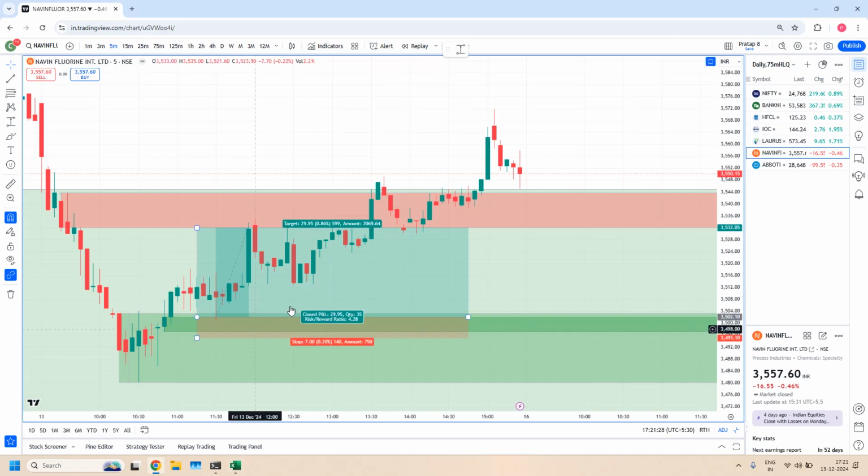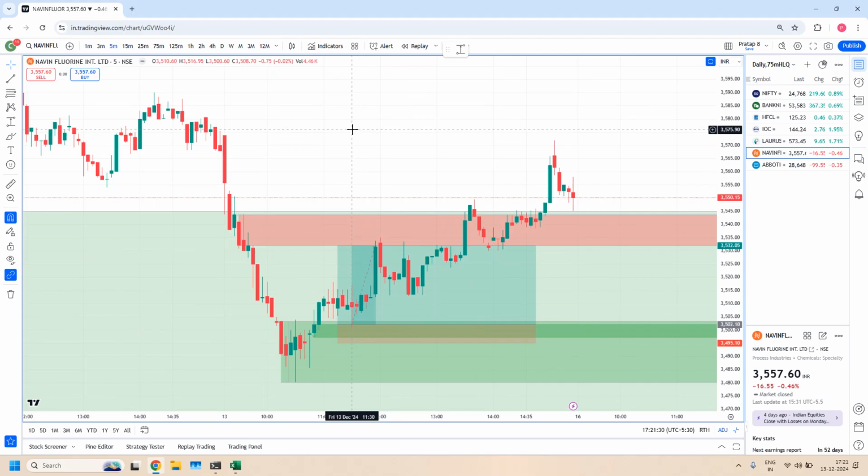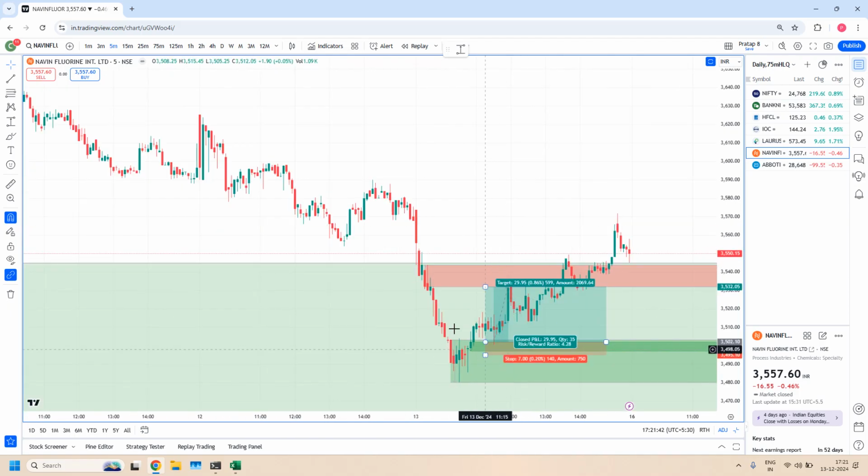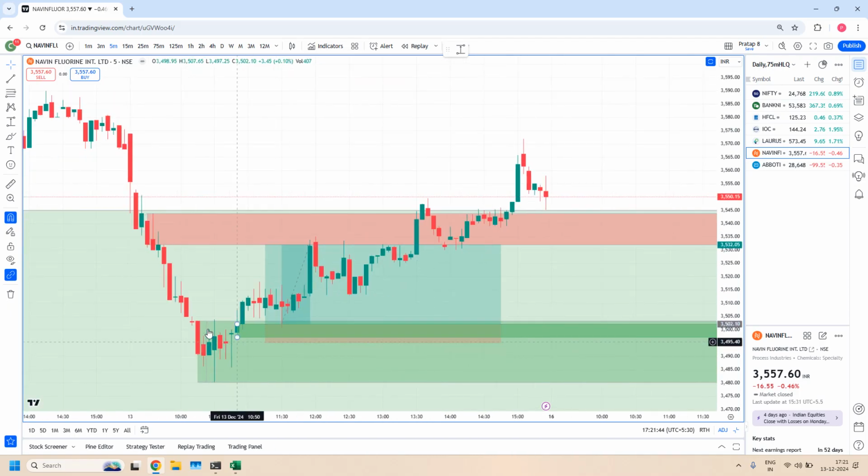And what is this concept? Dynamic zone creation, dynamic fine-tuned zones creation. That is more appropriate. I repeat again, dynamic fine-tuned zones creation. Initially, we didn't plan a trade, but in the live market, it gave us a trade opportunity. And in the retracement, it gave the trade and reached till the 15 minute zone.